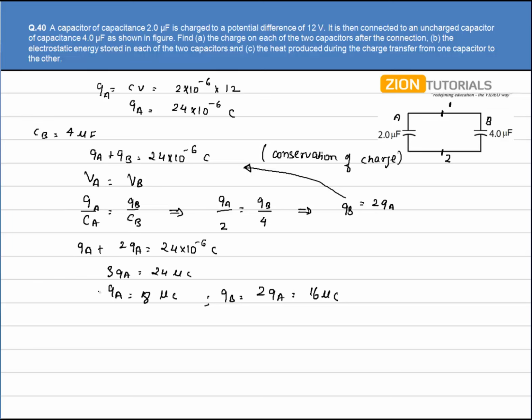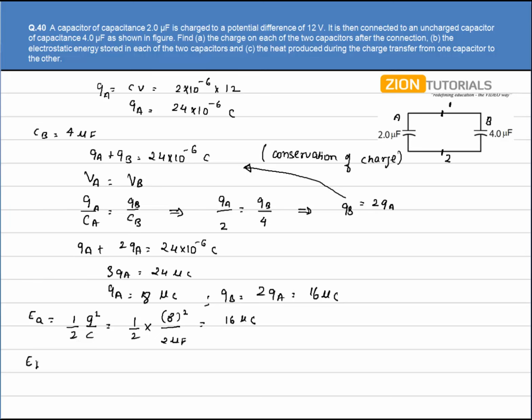Now second, we have to calculate the electrostatic energy stored in each of the two capacitors. So the energy of A can be calculated by half of Q square by C. Substituting the values, we have half, charge on capacitor A is 8 microcoulomb, so 8 square divided by capacitance, that is 2 microfarad. Energy comes out to be 16 microjoules.